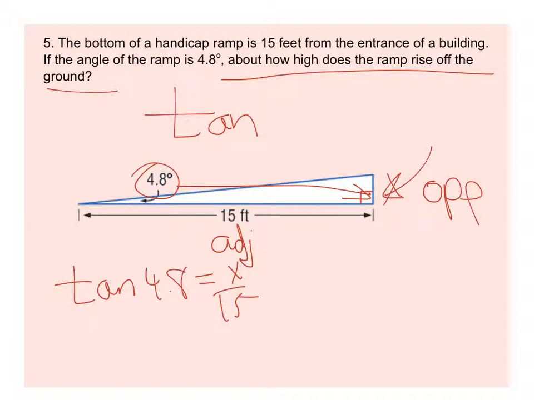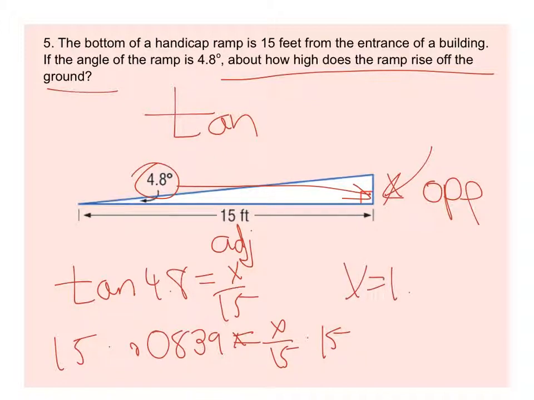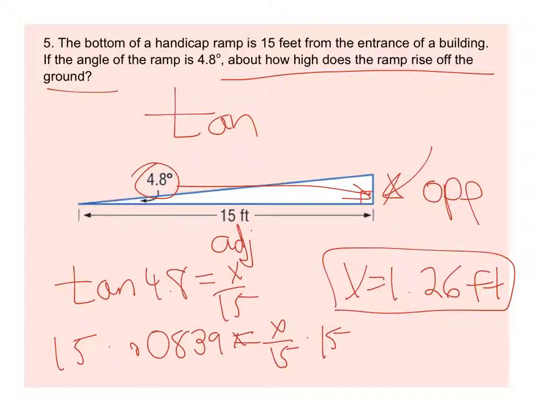So tangent of 4.8, pretty small number, 0.0839 equals x over 15. So multiply both sides by 15. So you get x equaling 1.26 feet. So that's how high the ramp comes off the ground.